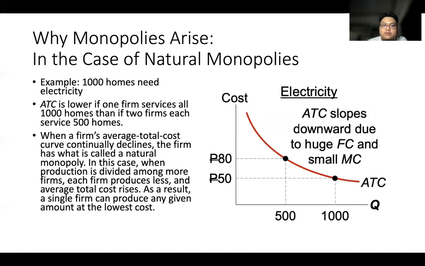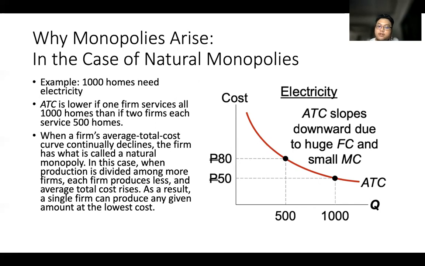Here's an example. Suppose there are 1,000 homes that need electricity. Average total cost is lower if one firm serves all 1,000 homes than if two firms do. If there are two firms, average cost will be more expensive, right? So when a firm's average total cost curve continually declines, the firm has what's called a natural monopoly.